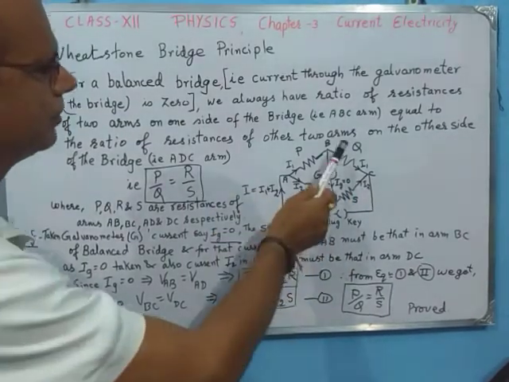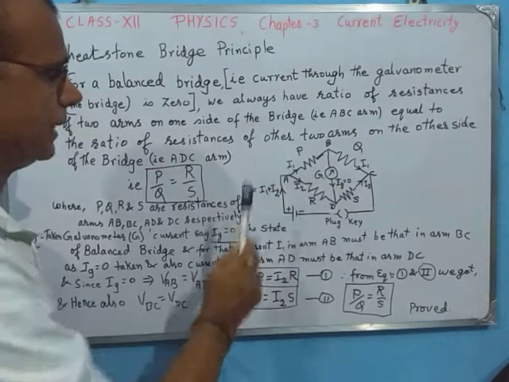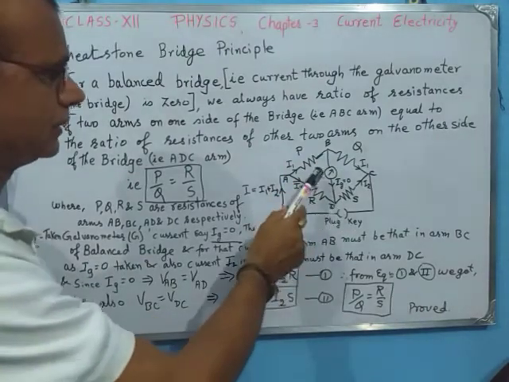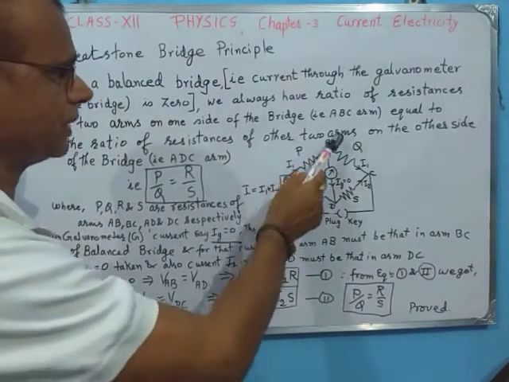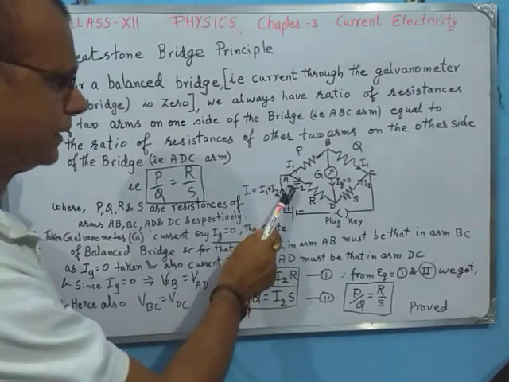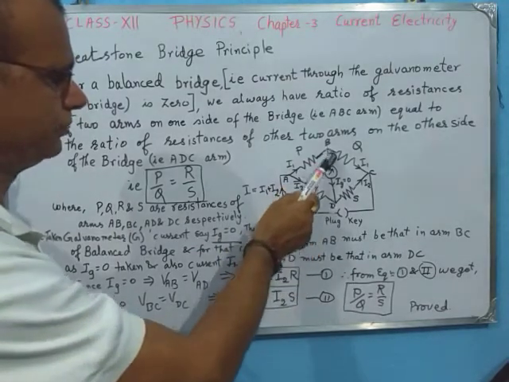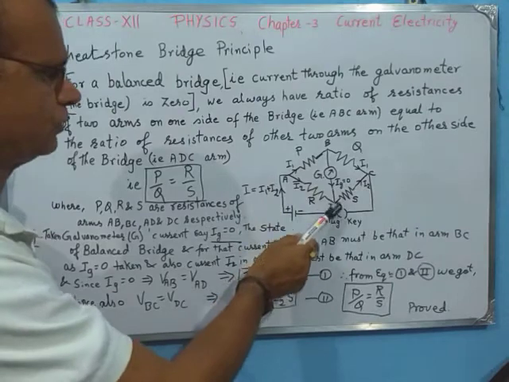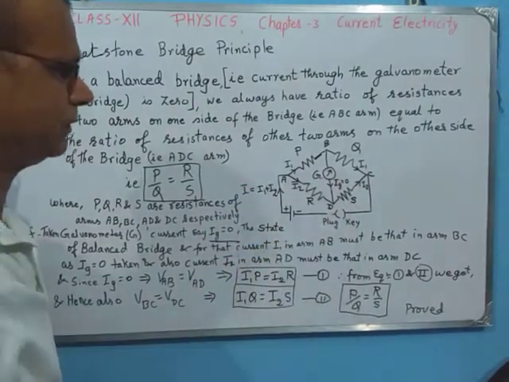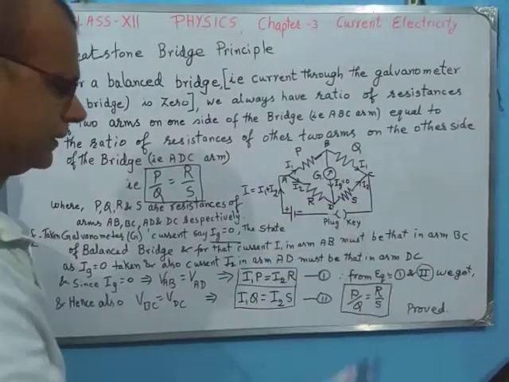Now why do we say only I1 current is flowing through BC? Because if some current is entering the arm AB and no part of it is going across BD, then the same current must flow through the arm BC. Similarly, some current I2 is entering the arm AD, and no part of it is moving across BD, so the same current will flow through the arm DC. Therefore we can write I1 into Q is equal to I2 into S.